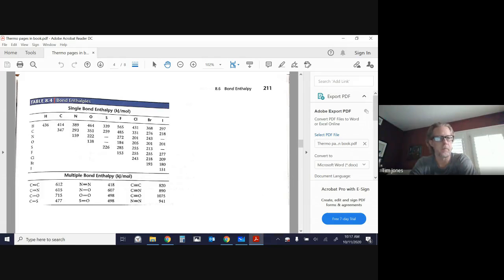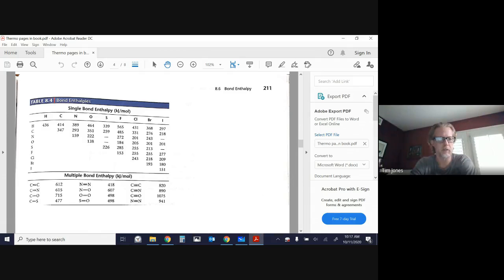So for example, if you needed to find a carbon-nitrogen single bond, you would just find carbon on the left, nitrogen at the top, and you would say that that's 293. And notice that about half of the chart's empty because those would be repetitive values.